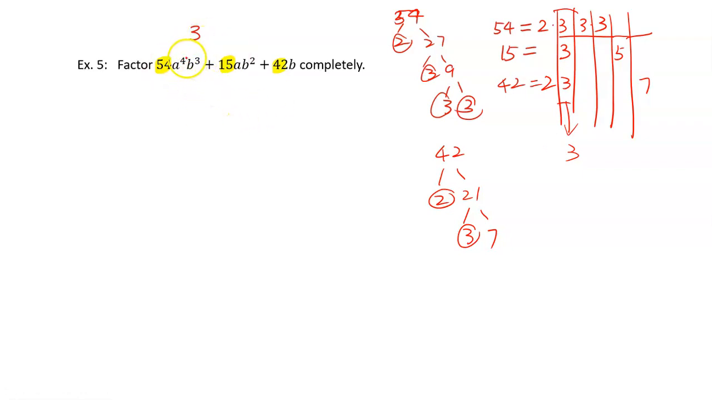Next, for the variables, that would be easy. You just look at all the A's. Well, unfortunately, the last one doesn't have an A. So they don't have any A in common, so there will be no A's in the GCF.